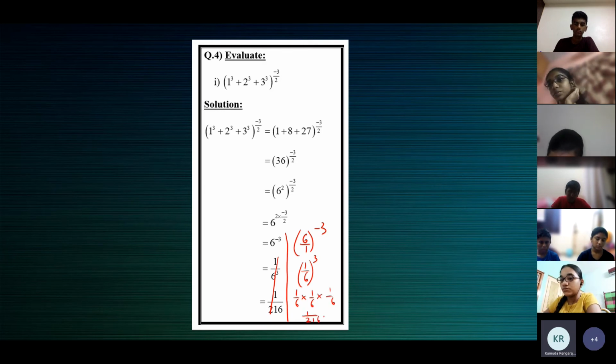You can write down like this. After this step, you can continue like this. After 6 to the power minus 3, this means 6/1. 6 means 6/1 to the power minus 3. Reciprocal of 6/1 is 1/6. Minus 3 becomes plus 3. So you have written the equivalent.